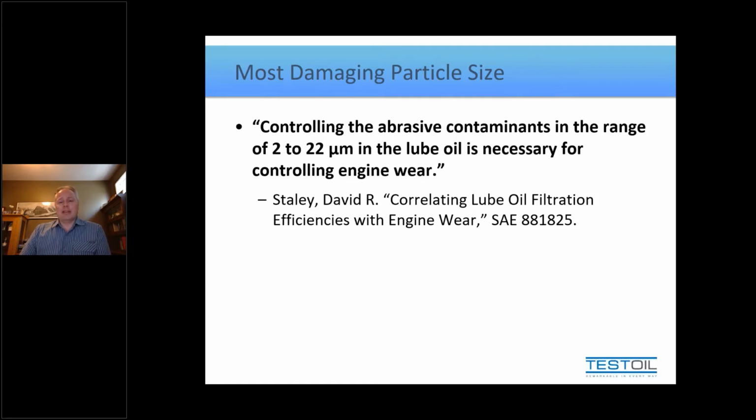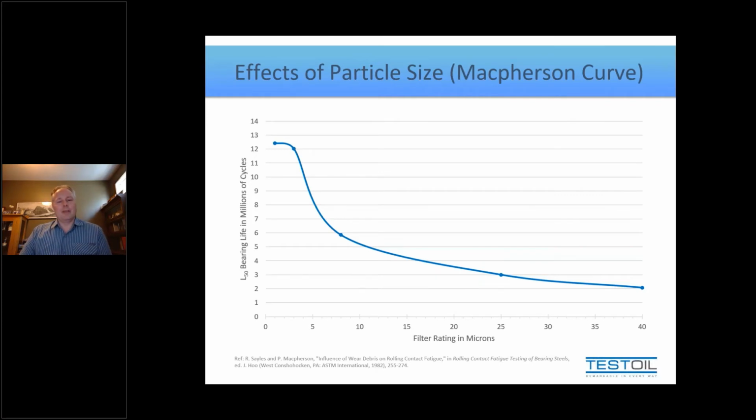Now, the question is, is that good enough? What end of the spectrum should I be at? Just really, where should I focus my energies? What particles should I be most concerned about? And I think the easiest way to understand what particle size is the most damaging, and therefore the one most in need of controlling, is to look at something that's referred to as the Macpherson curve. Now, the Macpherson curve was a study done using different levels of filtration and seeing how much it would affect bearing life.